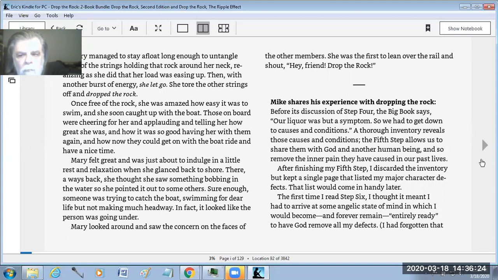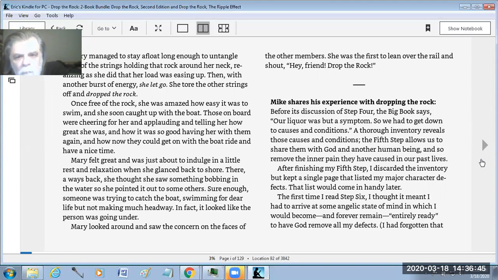Mary felt great and was just about to indulge in a little rest and relaxation when she glanced back to shore. There, a ways back, she thought she saw something bobbing in the water. So she pointed it out to some others. Sure enough, someone was trying to catch the boat, swimming for dear life, but not making much headway.